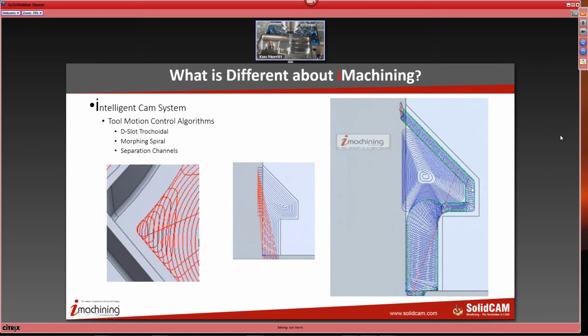Now, this, of course, is the D-slot trochoidal style channeling, and this is doing reposition moves on every orbit. But that allows us to then take this big chunk without ever having to reposition the tool.